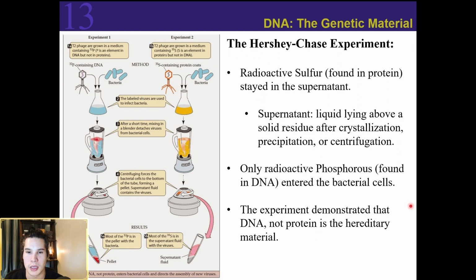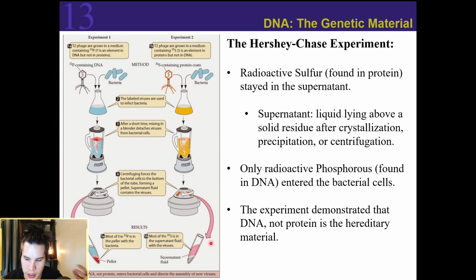So here's just kind of a recap here. Radioactive sulfur found in protein stayed in the supernatant. And supernatant is just going to be the liquid above the solid residue after, in this case, centrifugation. Now, only the radioactive phosphorus, which we're only going to find in DNA, is what actually entered the bacterial cells, because that was what was found in the pellet.